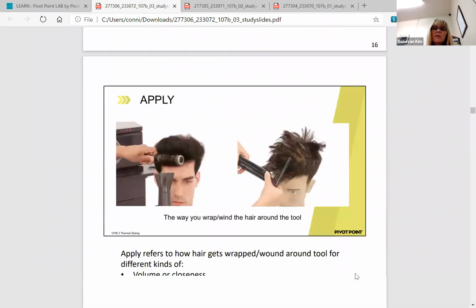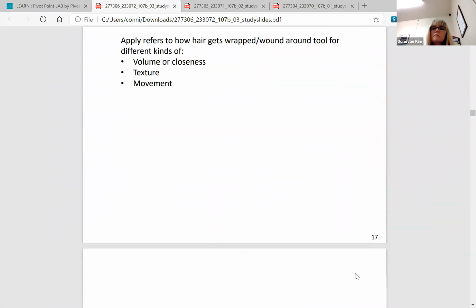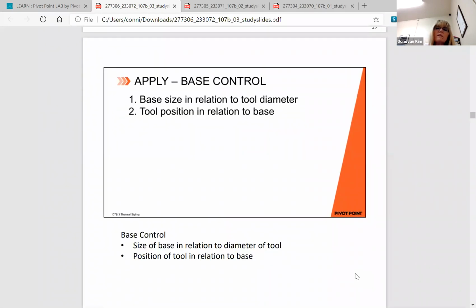And then applying. That's just putting the tool into the hair. So we talk about base controls: base size in relation to tool diameter, and tool position in relation to base. That is actually a test question. I always have to read it like 5 times. What the heck does all that mean, right? So tool diameter: how big around is that tool that you're using?